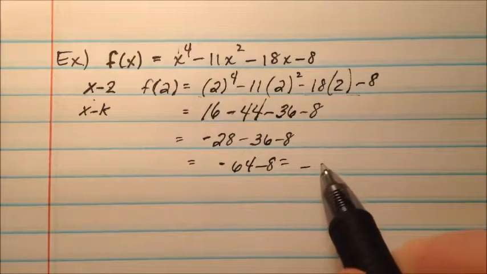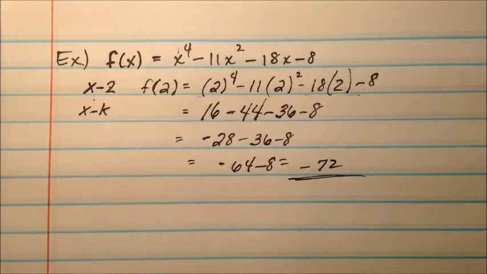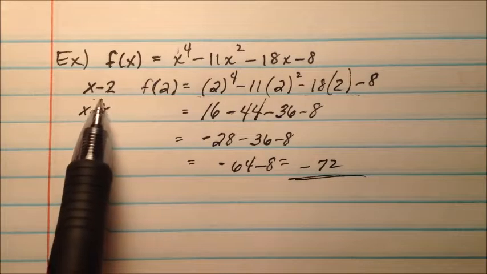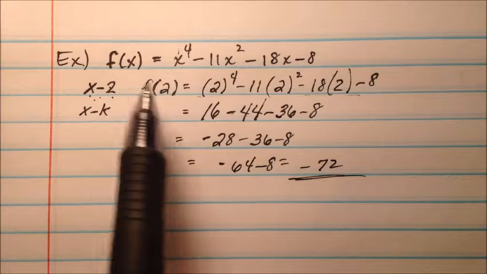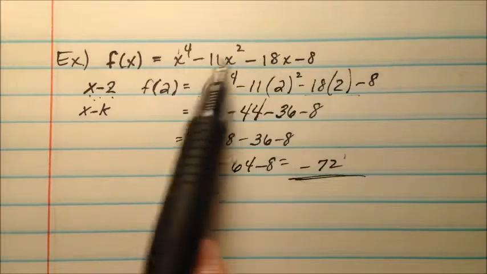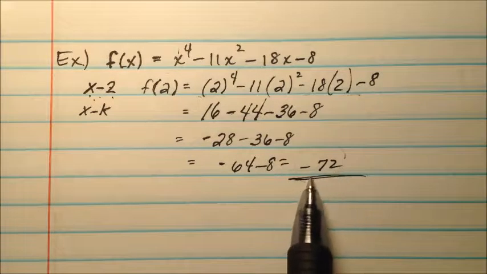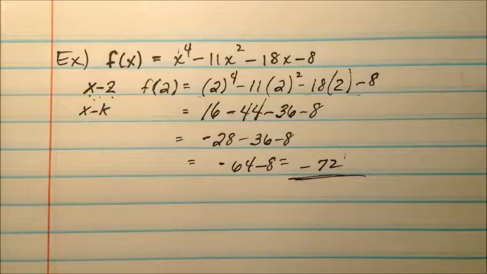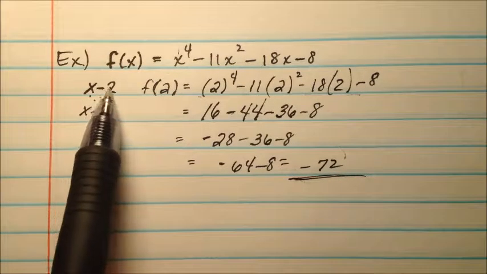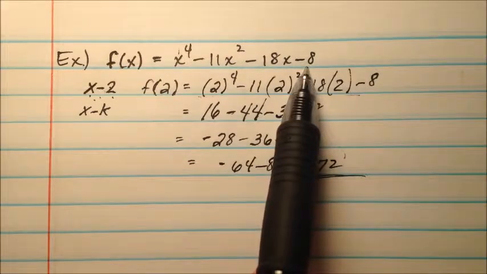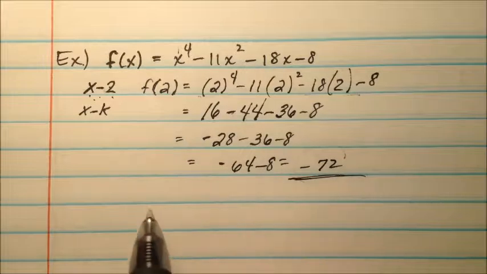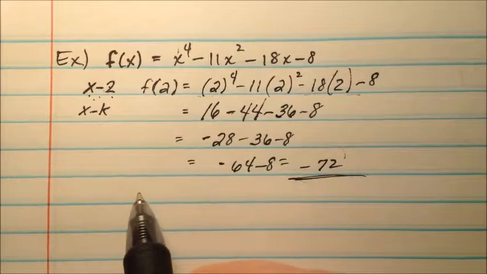We're definitely not heading down the 0 path. So when we divide this polynomial by x minus 2, there's going to be a remainder. It's not going to divide nicely, and our remainder is going to be negative 72. So x minus 2 is not a factor. Maybe let's try another number, something smaller so we don't get those giant numbers.